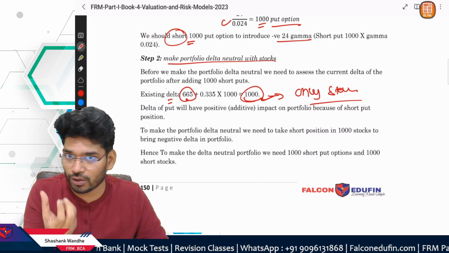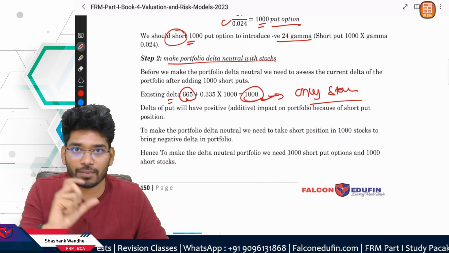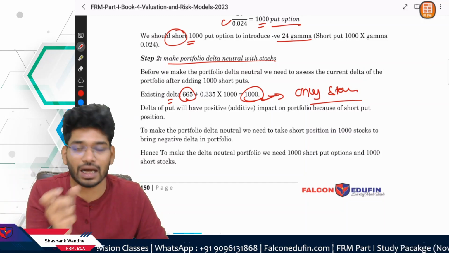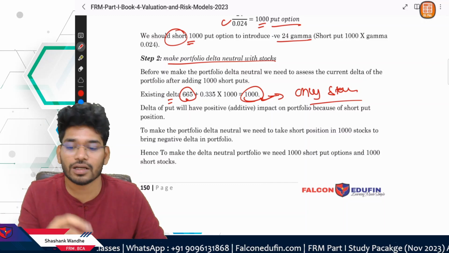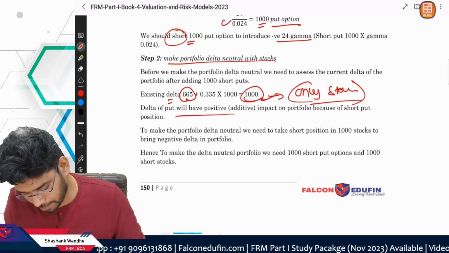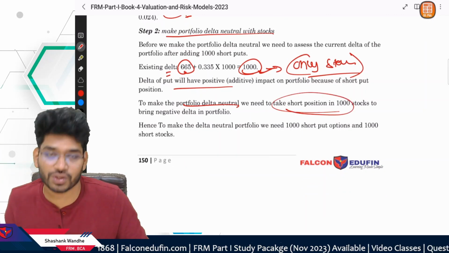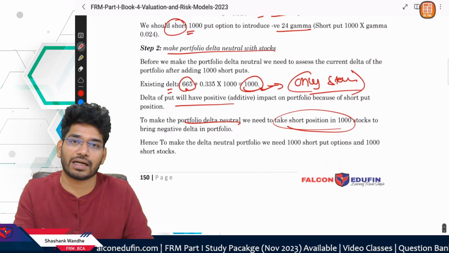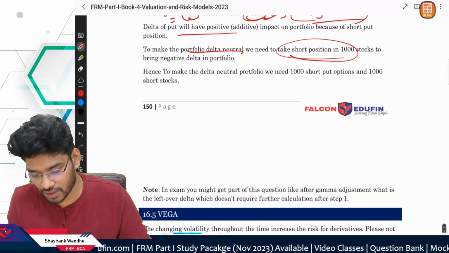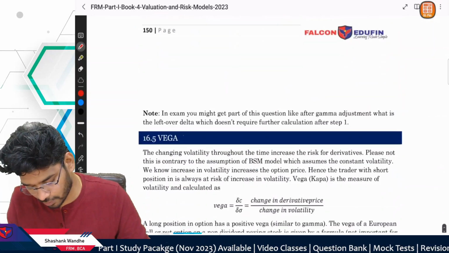So now we just want to hedge the delta, and we don't want any impact of gamma. We know the stock has delta and no gamma, and for that reason we will use it. So simply, to make the portfolio delta neutral, take the short position in stock, because this is a positive delta of 1000. Simple. And this will give us the delta gamma neutral portfolio.